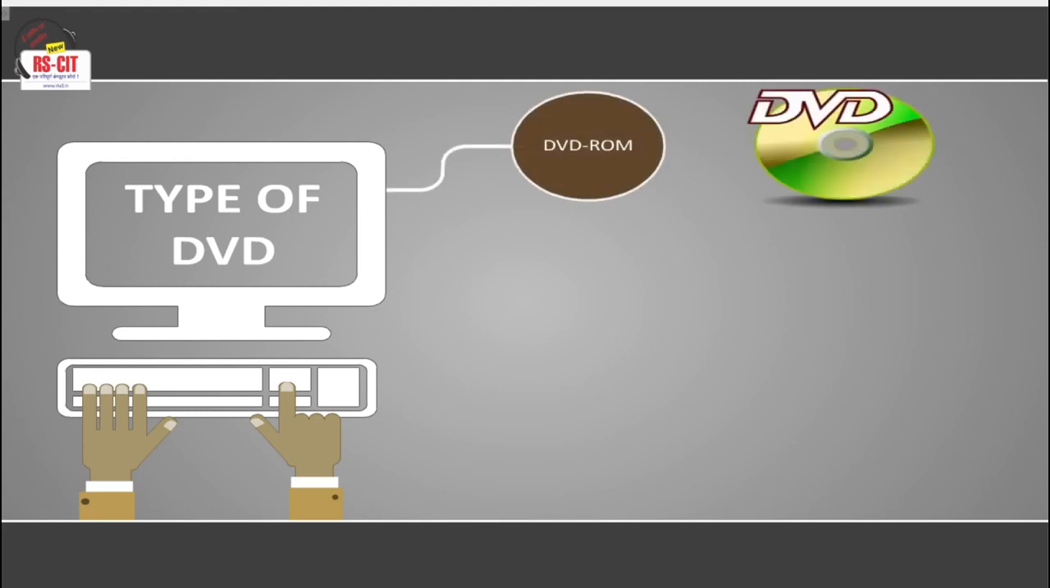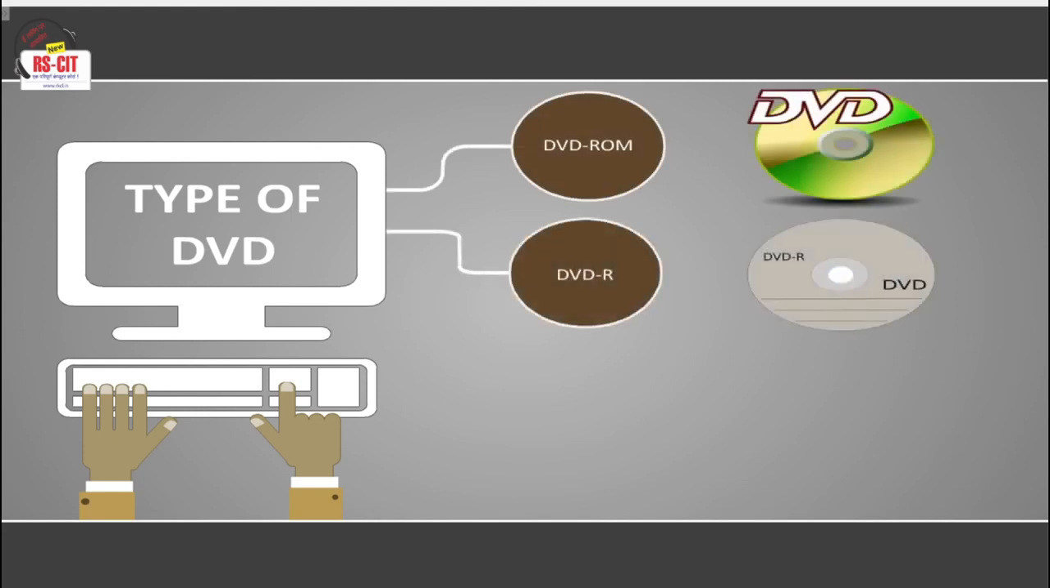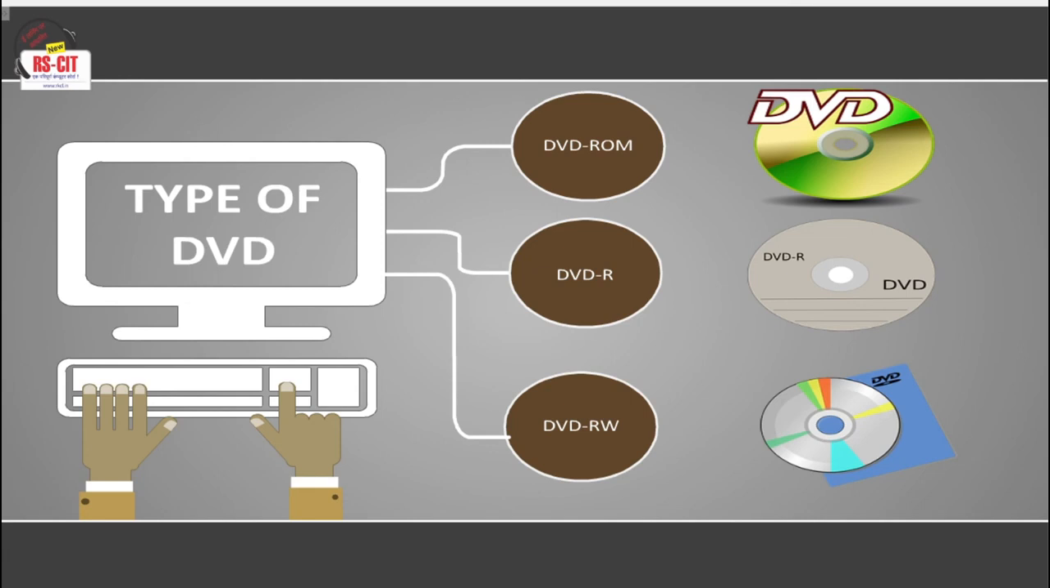Types of DVD. DVD-ROM, that is Digital Versatile Disc, read-only memory. Optical disc can store 4.7 to 17 GB. These were originally developed for the movie industry. DVD-R can be written once and then read as long as they are alive. DVD-RW. It can be written many times.